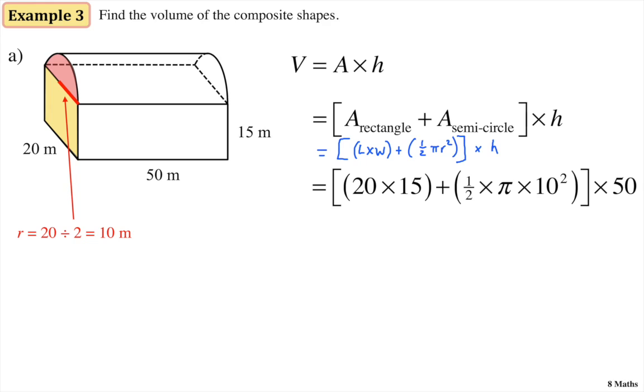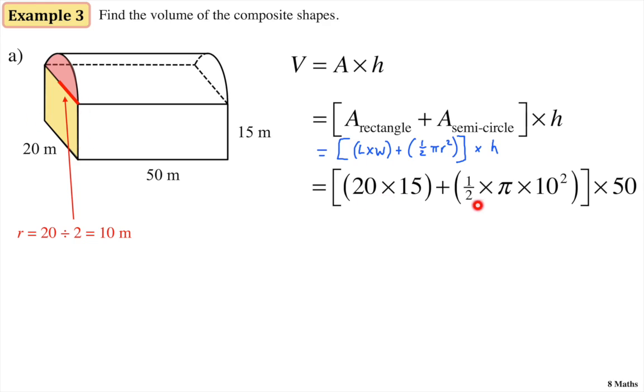times h. Now, when I look at this, because I've got an r, I need to look at this and go, I don't know the radius of my semicircle. I know the diameter is 20. Half of 20 is 10. So I now know that that's 10. So looking at this, the length and the width of my yellow rectangle on the end: the length is 20 and the width is 15 because it's 15 metres high. 20 by 15.